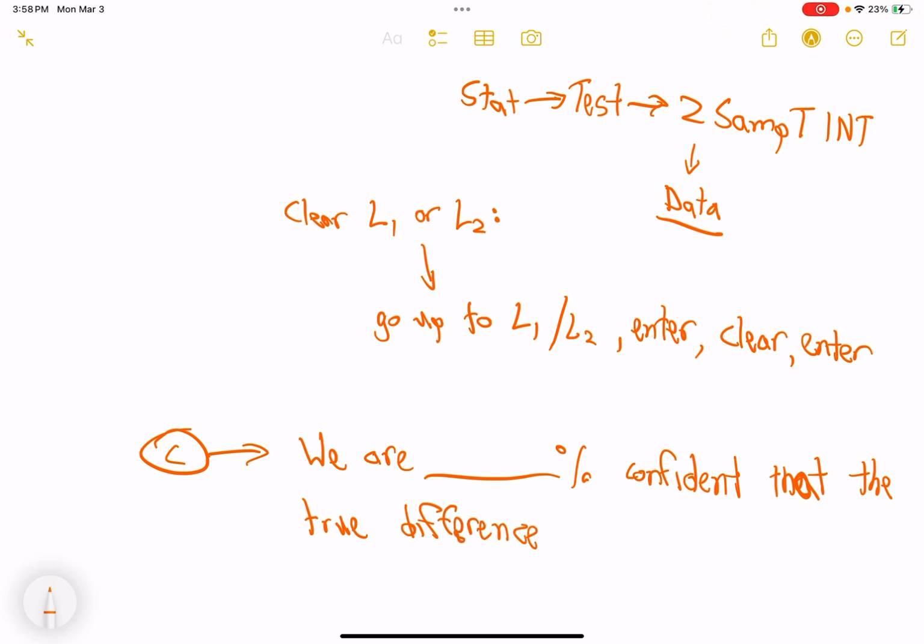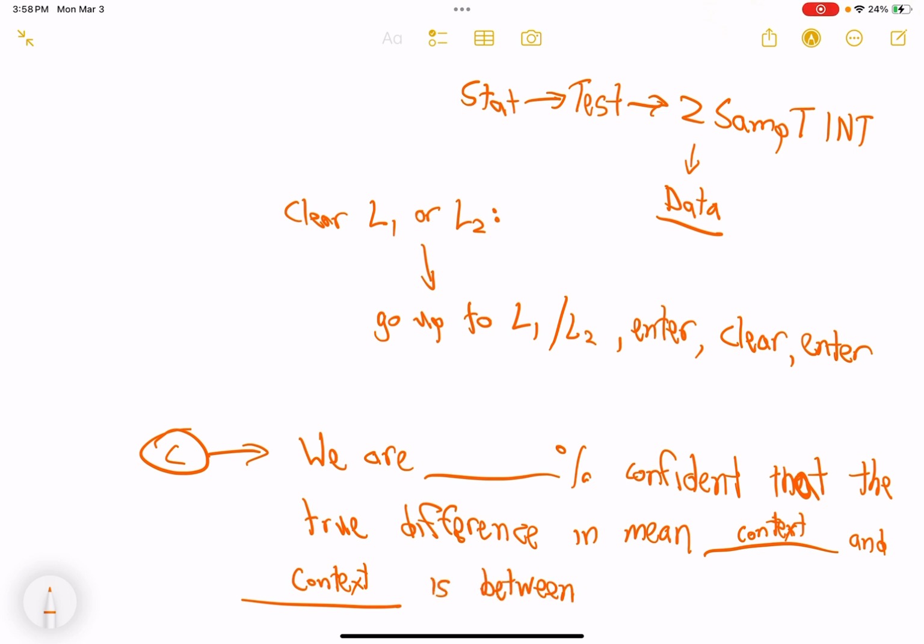The true difference in mean, and then you'll explain context on that. Mean high school students' heights. And obviously it'll be the two groups. So it'll be in mean high school students' heights that are male and high school students' heights that are not male, is between blank and blank. And that's what you'll do. That is the entirety of what you will do.